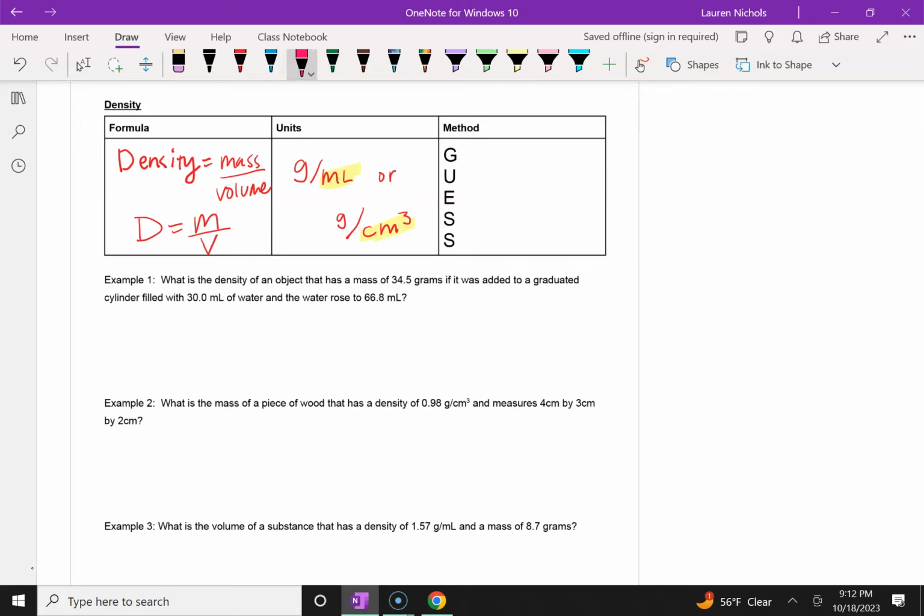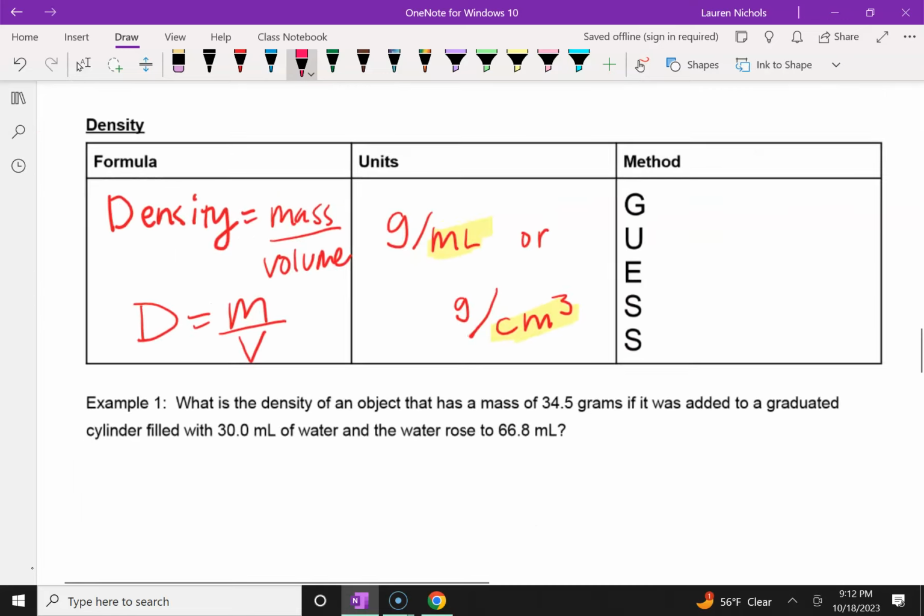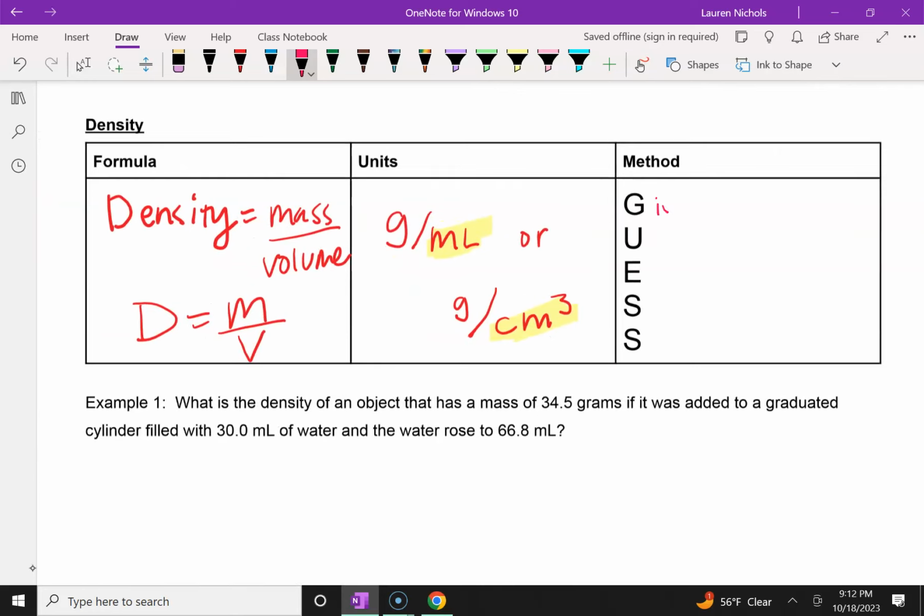And we're going to use a method called the GUESS method to help us show all of our work. Okay, so the GUESS method stands for given, unknown, equation, substitute, and solve. So these are the steps that I'm going to walk you through.